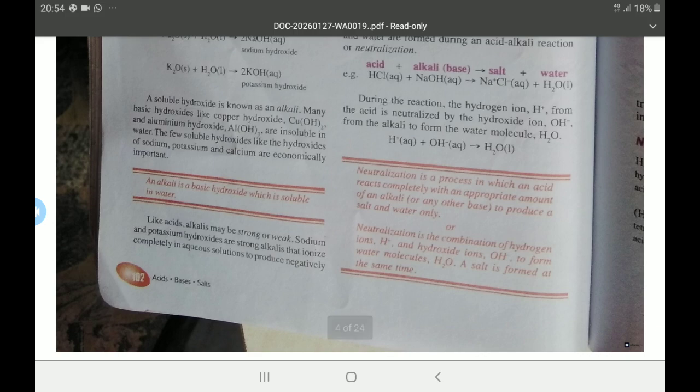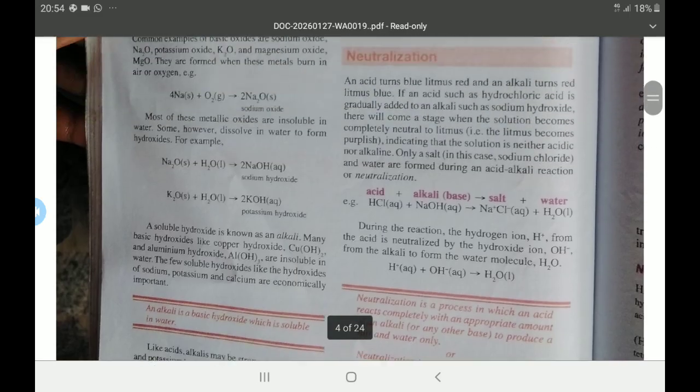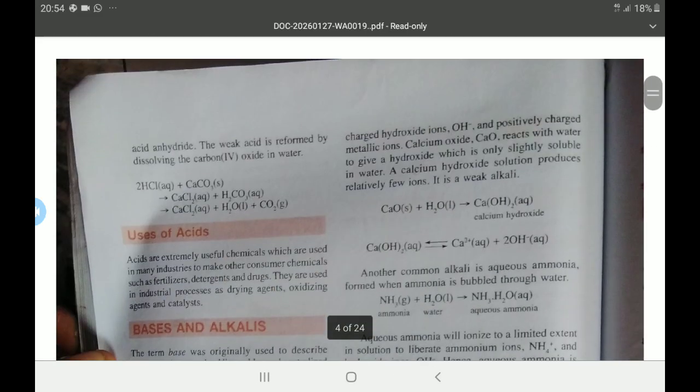Sodium and potassium hydroxide are strong alkali that ionize. Remember, we talk about ionization: the process by which a base or an alkali dissolves in water to produce what? This one is producing a negatively charged hydroxide ion. Okay, it produces a negatively charged hydroxide ion for a base.